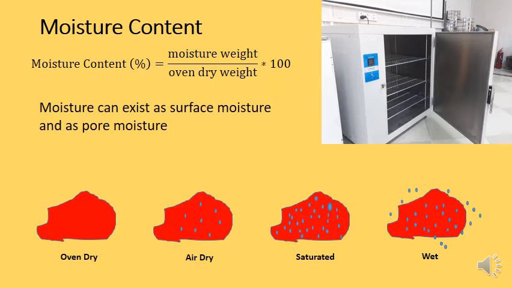We can leave it to dry for a bit longer, and some of them will dry off and it would be air dry, but in order to get it completely bone dry, we need to put it in an oven again. So with all 4 of those aggregate particles, they will have different moisture contents. Now, moisture content is basically the weight of the moisture, or the weight of the water, over the oven dry weight of the particle, and then you multiply it by 100 to give you a percentage. So that's moisture content.